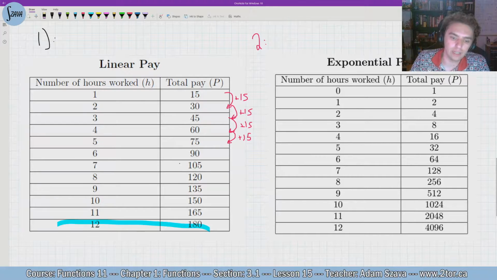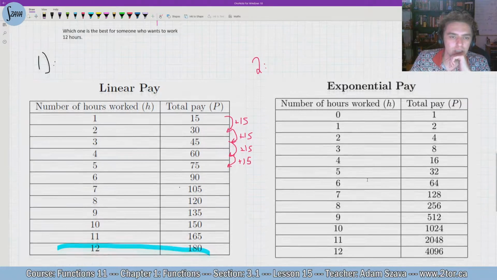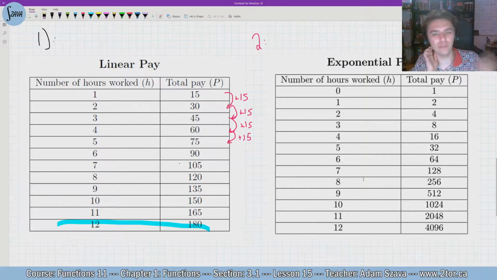Linear pay, you make $180. Exponential pay, you make $4,096. I think it's a clear winner here, right? Clear winner about what's going on. But I think it's still interesting to compare how this happened, right?